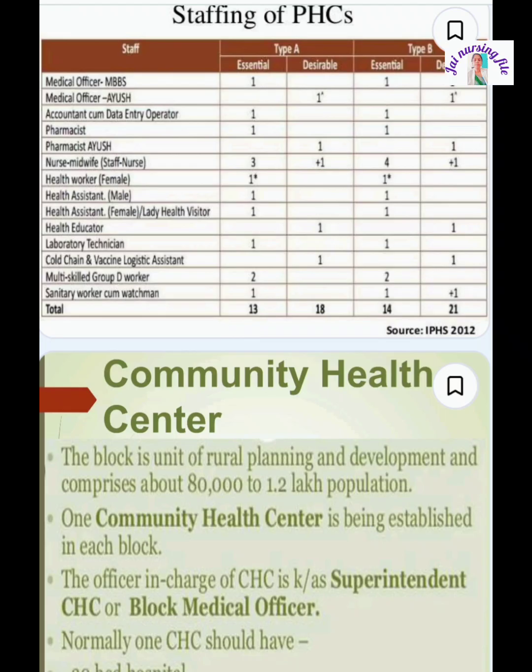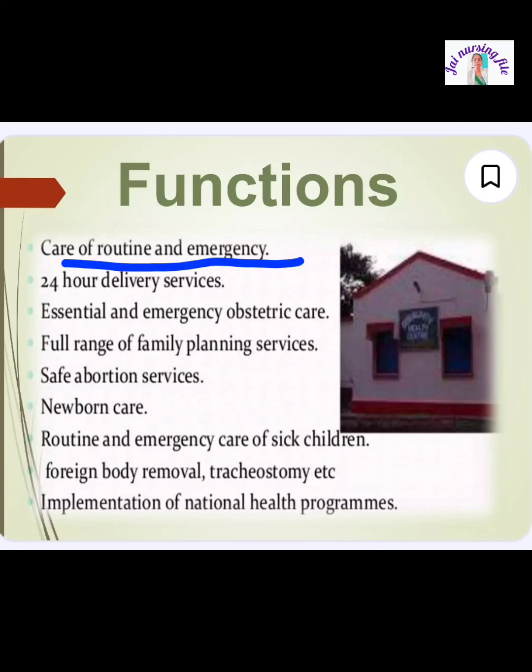And next one, community health center. The block is a unit of rural planning and development, it comprises of 80,000 to 1.2 lakh population. And one community health center is being established in each block. And if you see, the officer in charge of community health center is superintendent CHC, and then normal one CSF should have. Function of community health center.